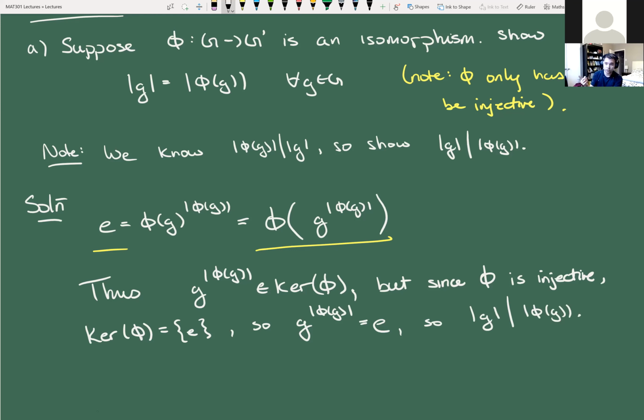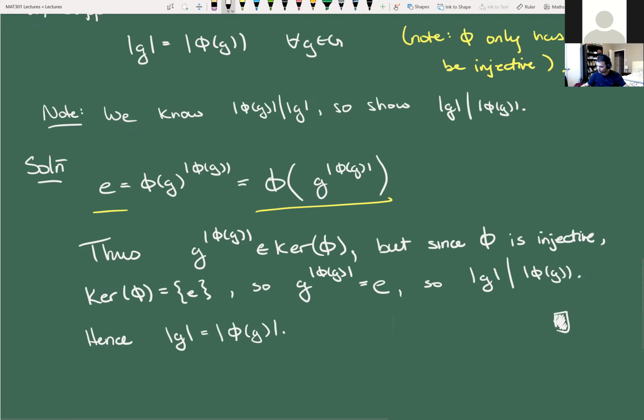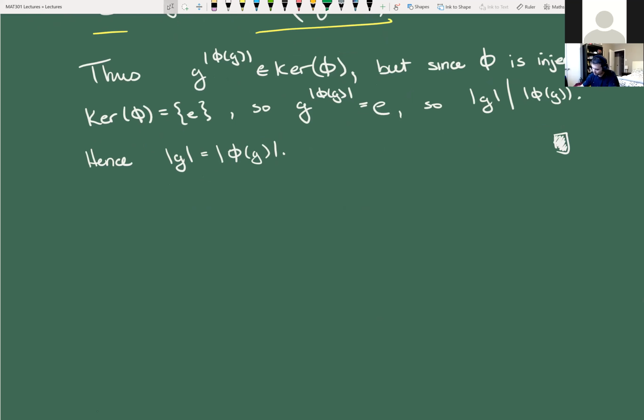Right? So both divisions, so we now have the order of g divides the order of phi g, and the order of phi g divides the order of g, so they must be equal. Like so. Okay, any questions? No? Okay, let's do then 4b, which is nice and fun.